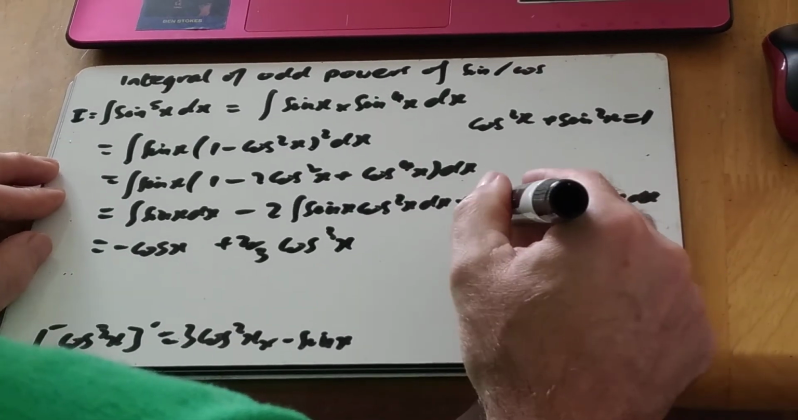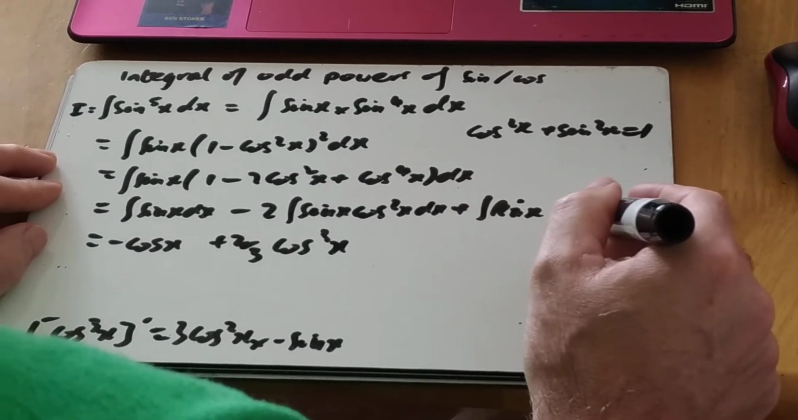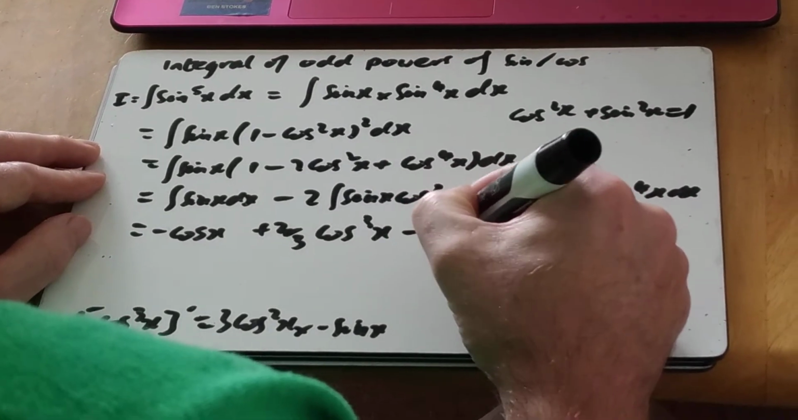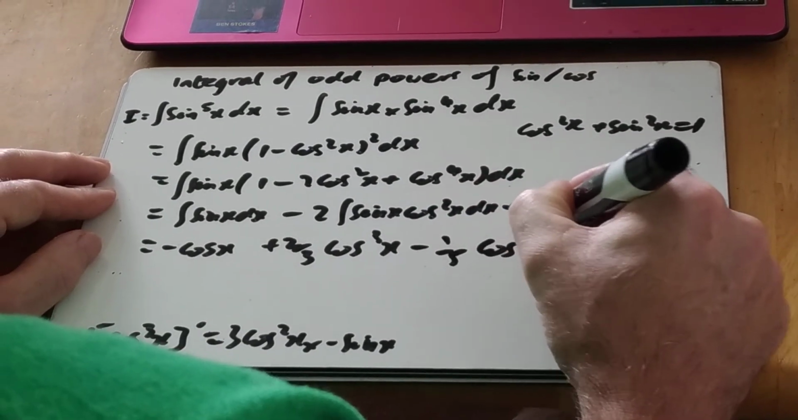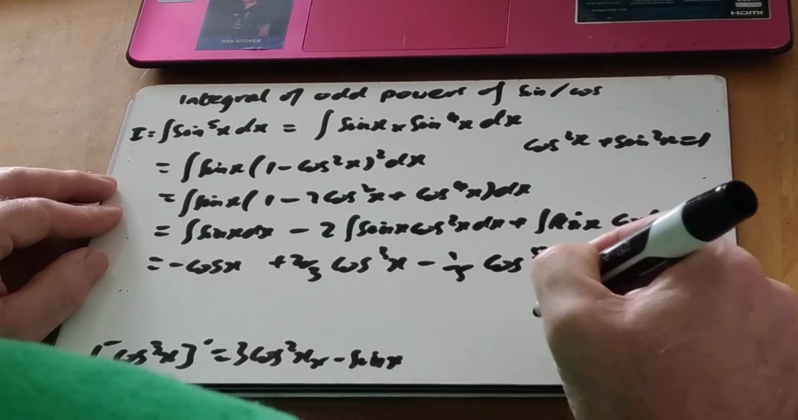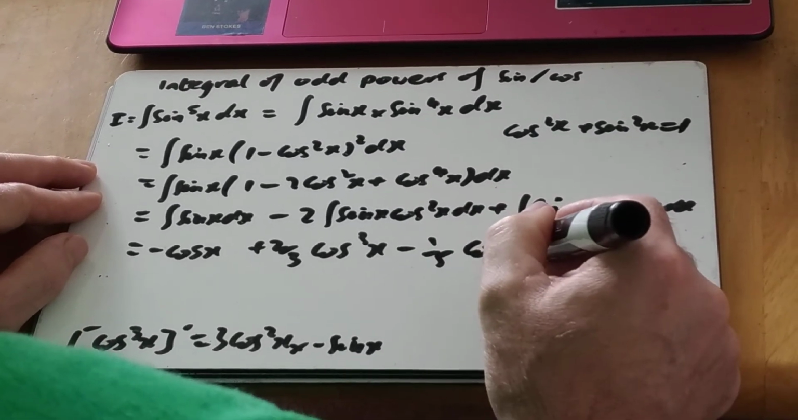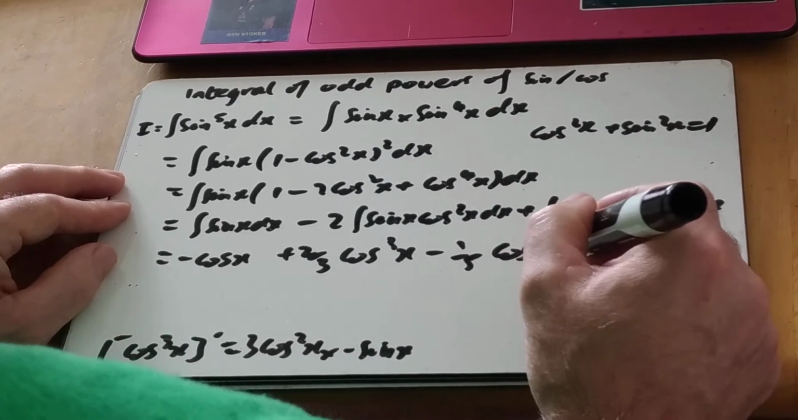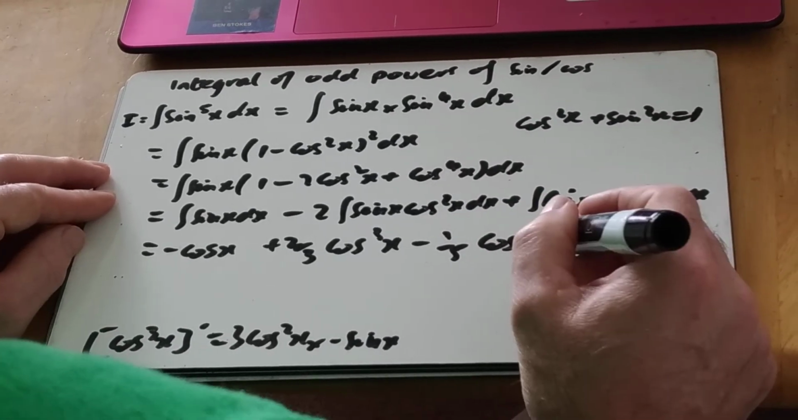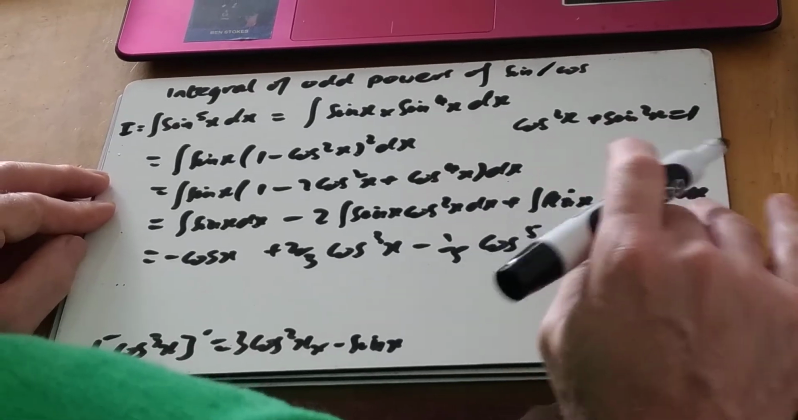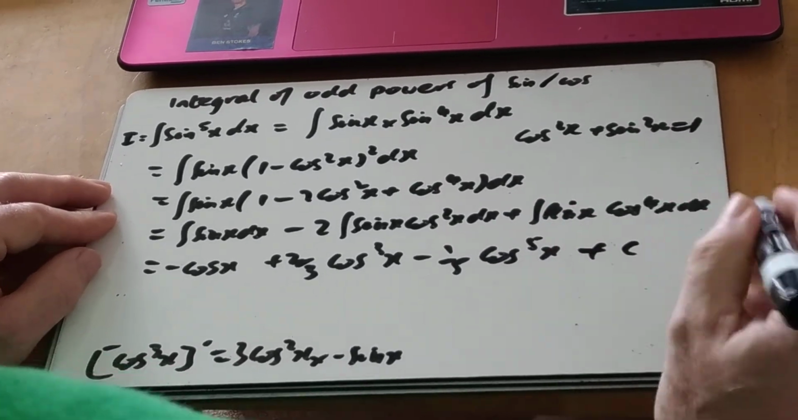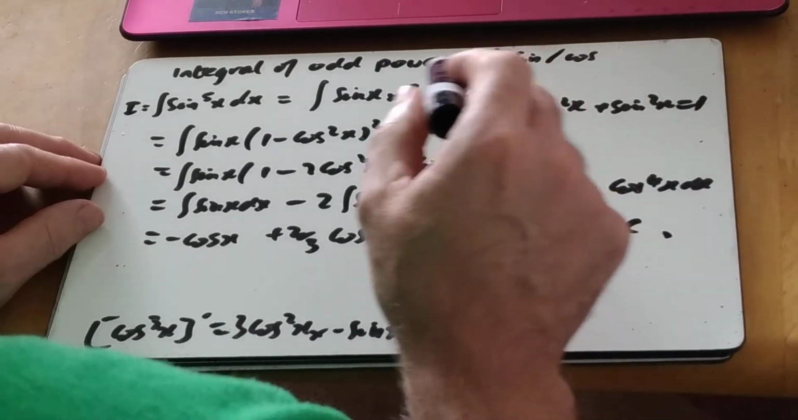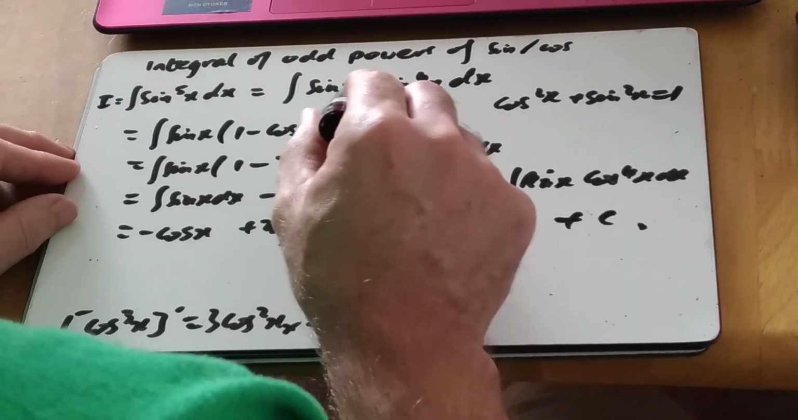And similarly for this one, how would I get sine x cos to the power 4? I would have differentiated cos to the power 5, so I end up with minus 1/5 cos to the power 5x, in exactly the same way. If I differentiate cos to the power 5, I'd get minus 5 sine x times cos to the power 4 by the chain rule. And then, plus c. That's my answer.